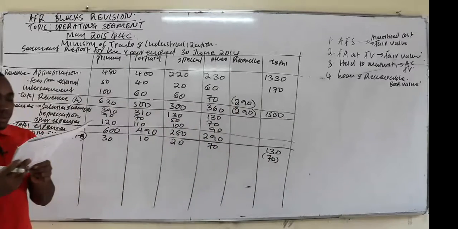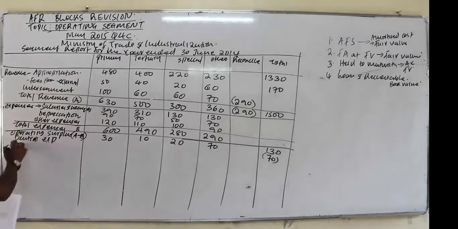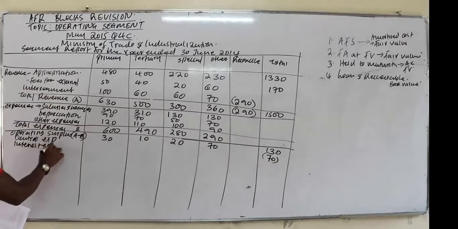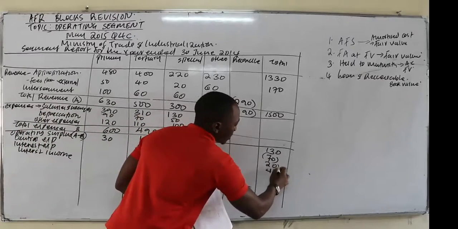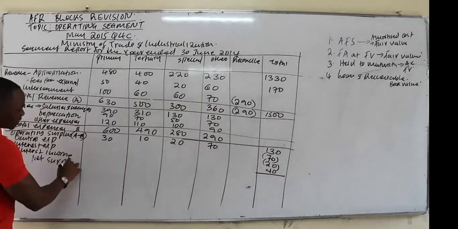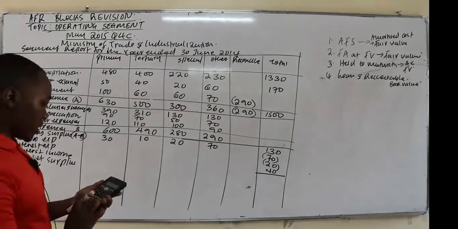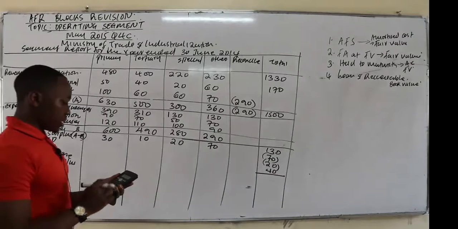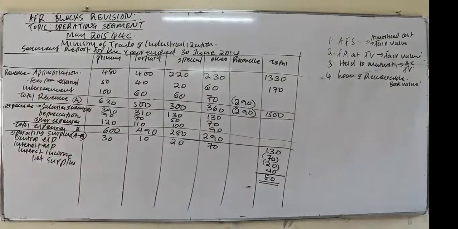Then number two, interest expense and interest revenue amounted to 20 and 40. So we had the interest expense, and also we had the interest income. The interest expense was 20, and income was 40. So you deduct 20, you add 40, so that now we can get our net surplus. So for net surplus, you take 130, you add 40, you deduct 90, and you have 80. So that was the net surplus from the Ministry of Industrialization.